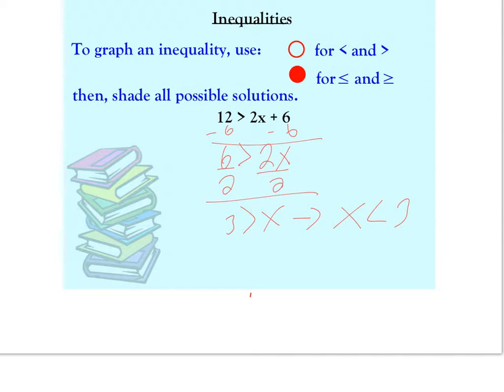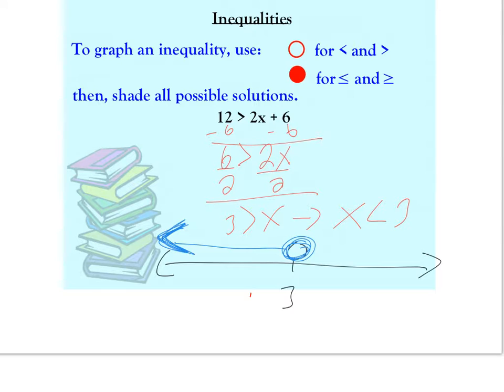So when we graph this, we have a number line. And 3 is our, I guess, focus point. And it's going to be an open circle. Okay? Because 3 is not included because it's not equal to, and x is less than. Less than means to the left, greater than means to the right. So I'm going to shade everything to the left.